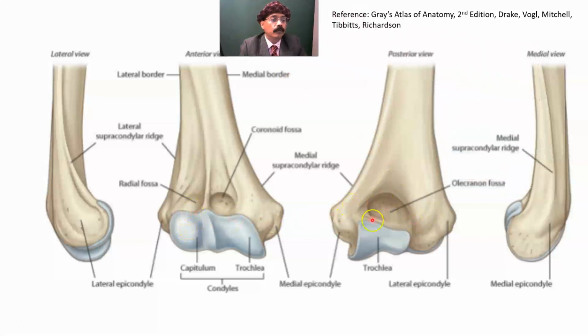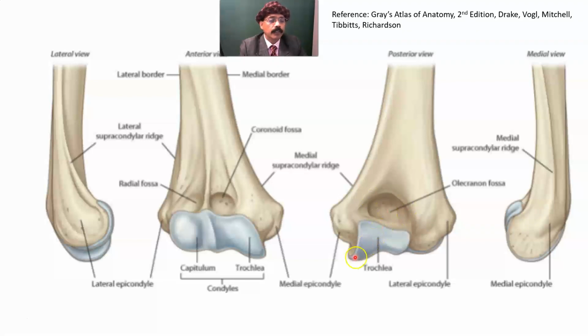This is the olecranon fossa. Olecranon fossa of the ulna will be there in case of full extension. So we got this, the olecranon fossa here.